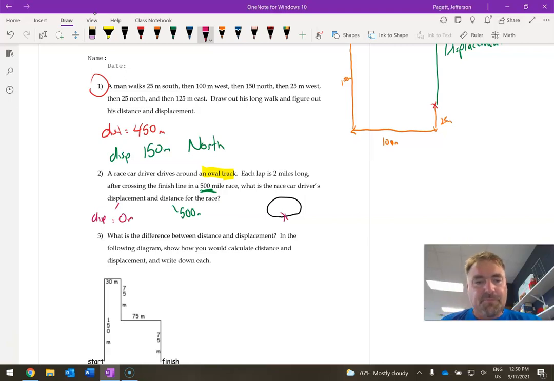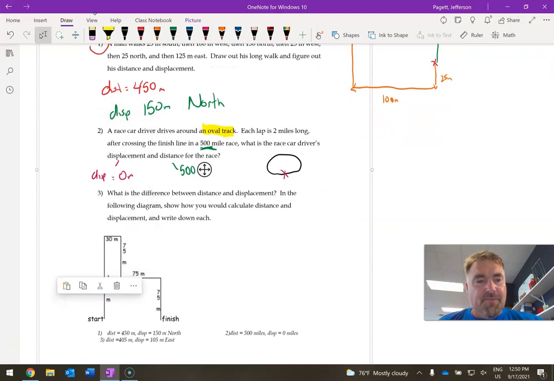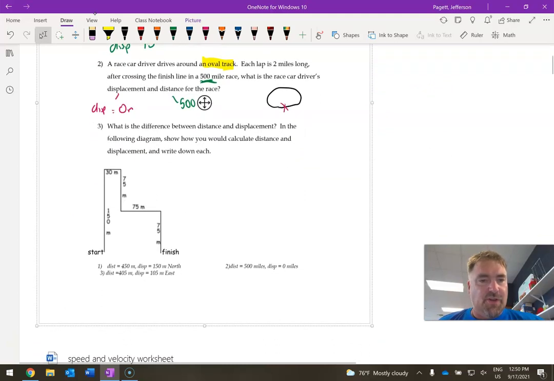meters. If we look down at number 3, it says what's the difference between distance and displacement. We've kind of mentioned that before. Distance is just how far you've gone. We don't care what direction or anything like that. Displacement, on the other hand, is your change in position from where you started to where you ended. And with displacement, you need a direction.